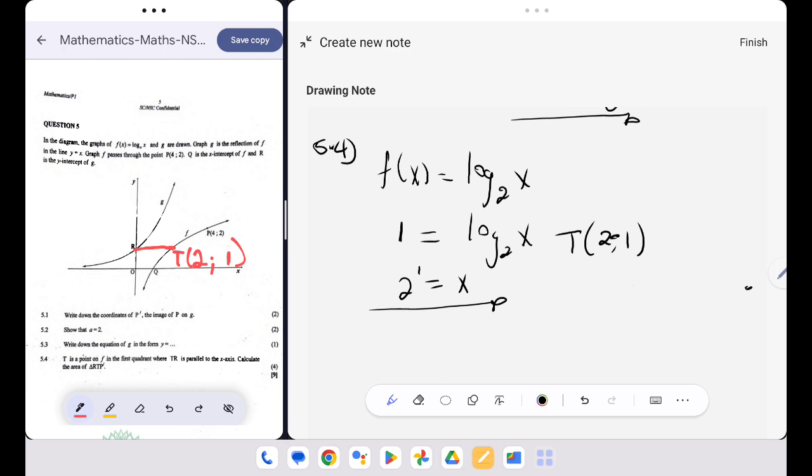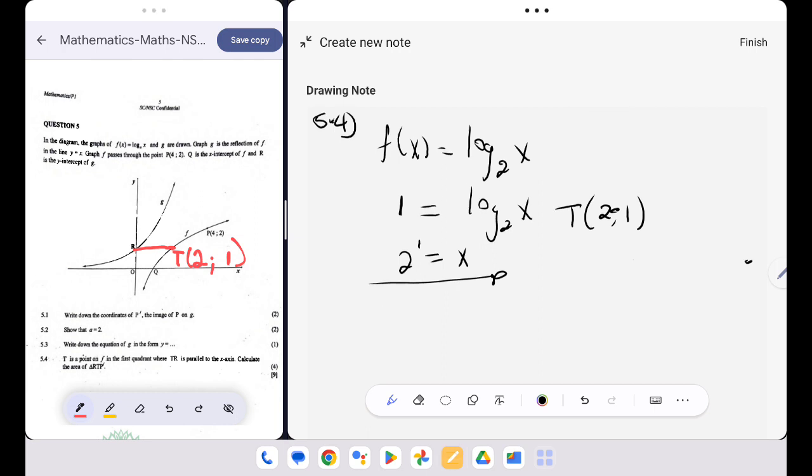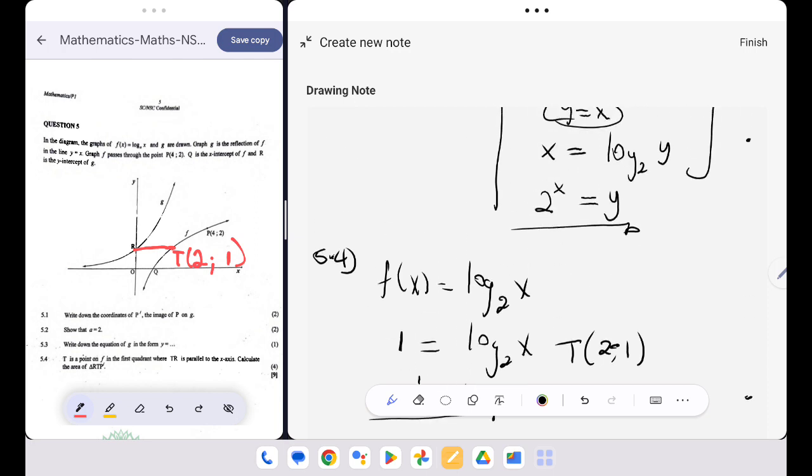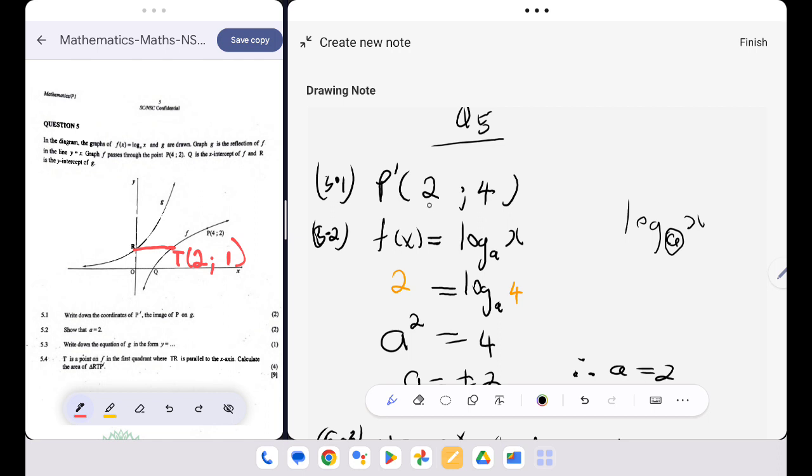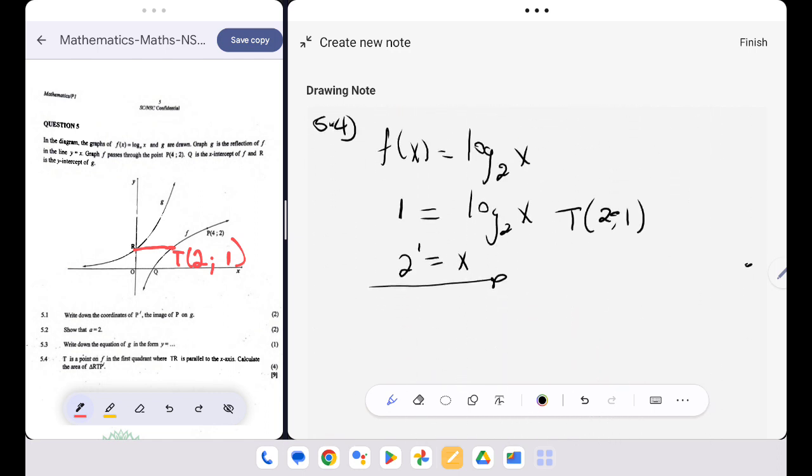Calculate the area of triangle RT and the image of P. Please guys remember that the image of P, its coordinates are 2 and 4. That means T and the image of P have the same x value, like this. So the image of P will be 2 and 4. Since these two points are on the same vertical line, they share the same x value, right, together.